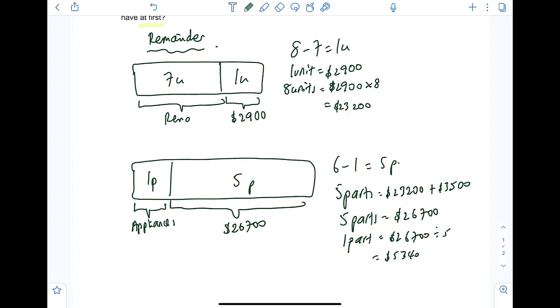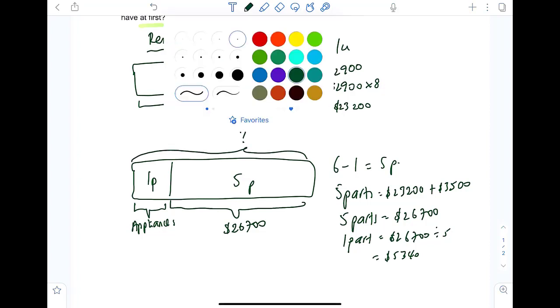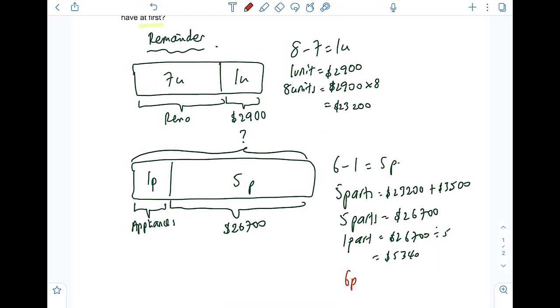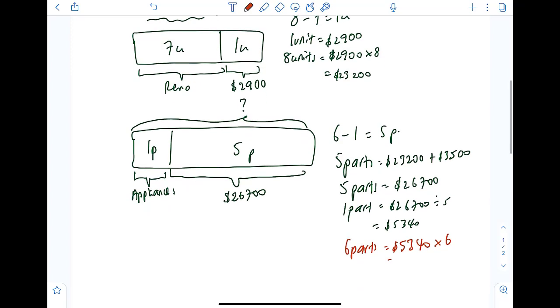And we proceed to find how much he has at first. So that will be this entire model, question mark, 6 parts. 6 parts will be equal to 5340 times 6, 32040. 32040, final answer for this question.